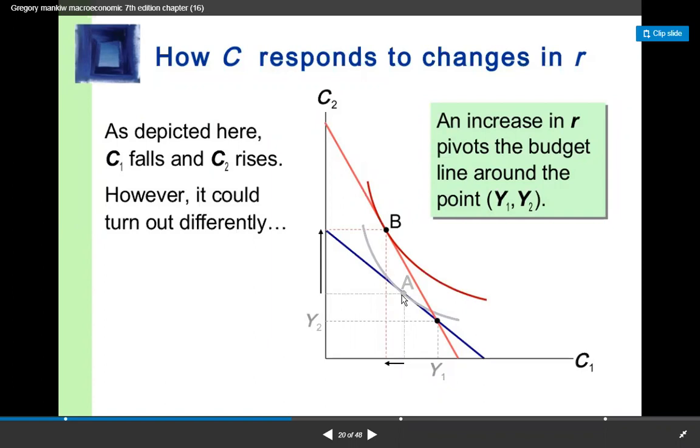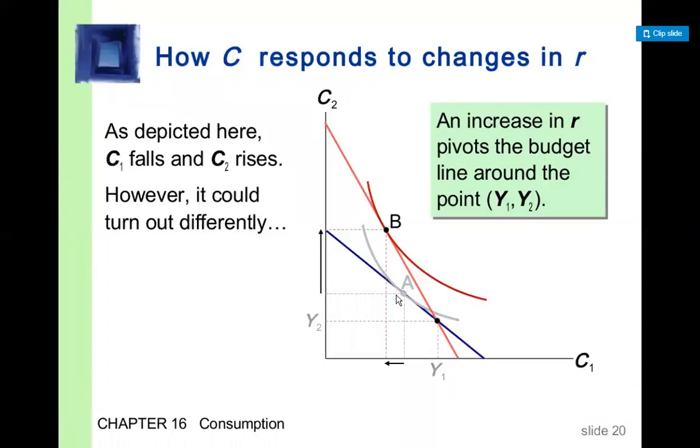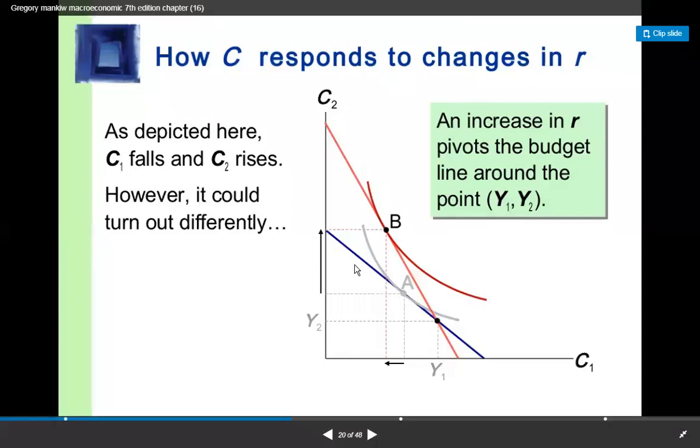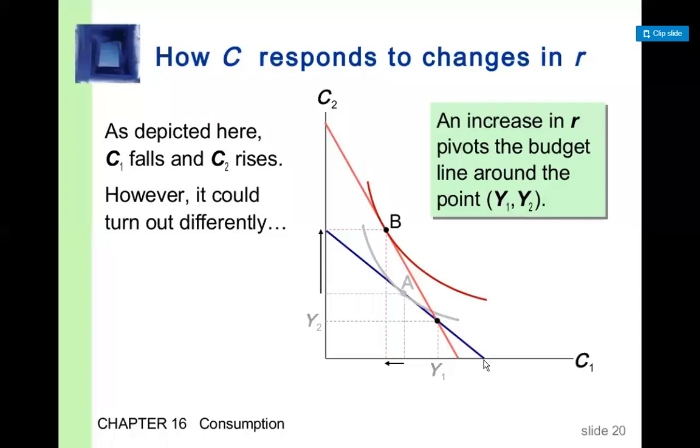Above point A till the vertical axis, as we discussed yesterday, this part shows the saving part. If the interest rate is higher, the consumer will save more in the current time period, and you will be in the part of the dark blue budget constraint from point A to the vertical intercept. If the interest rate is lower, then you will be on the point between point A and the intercept on the horizontal line.